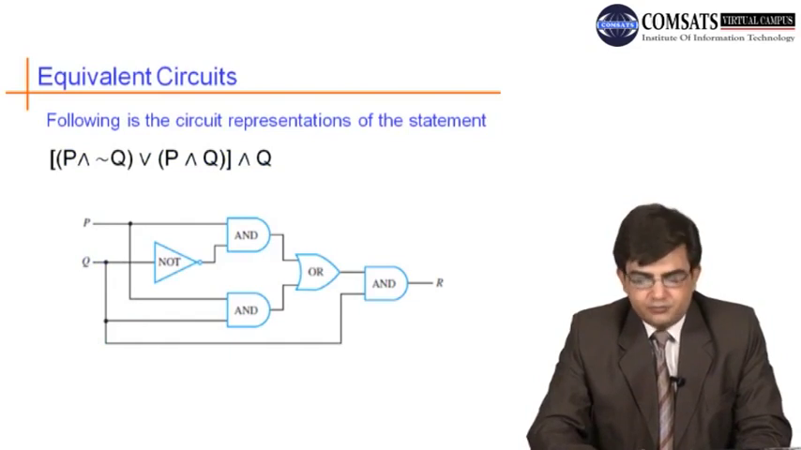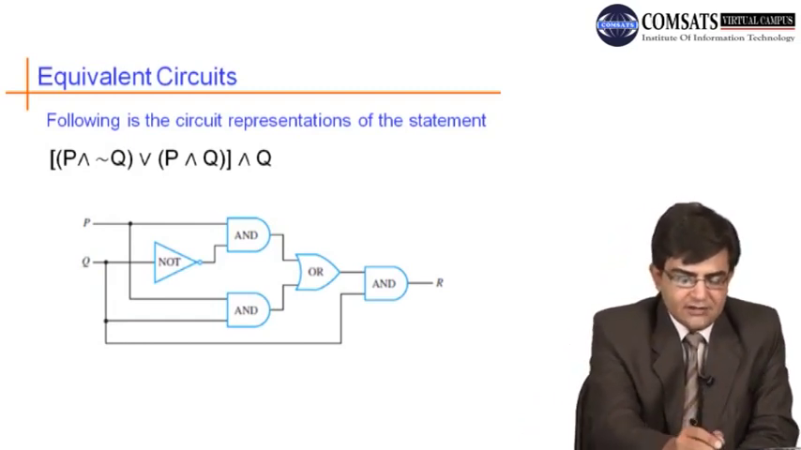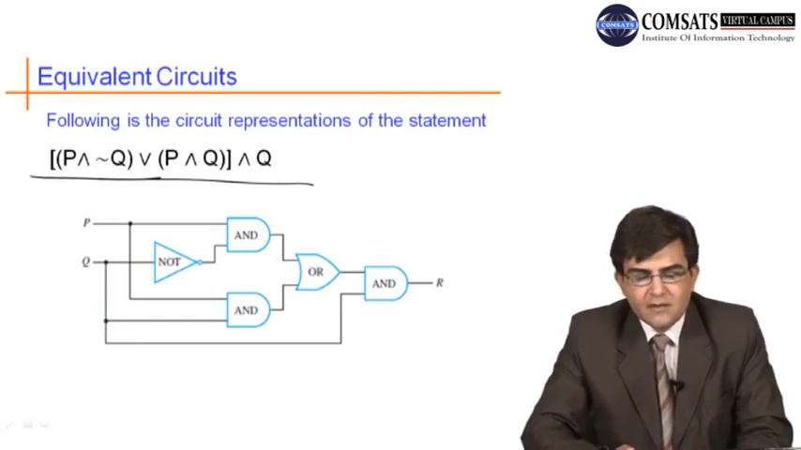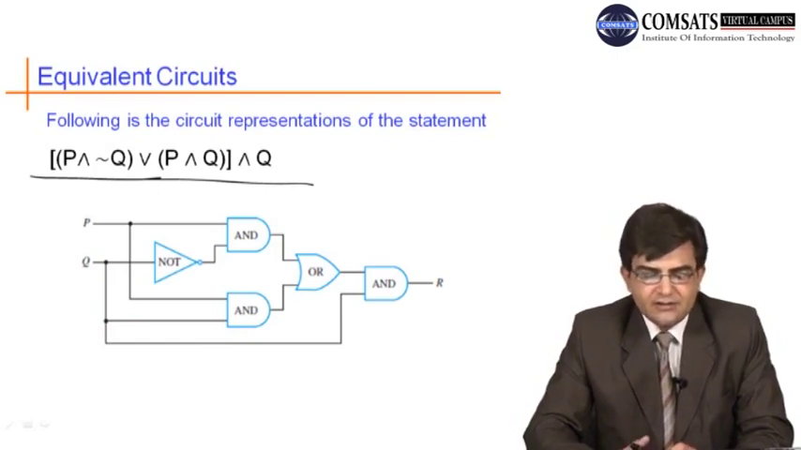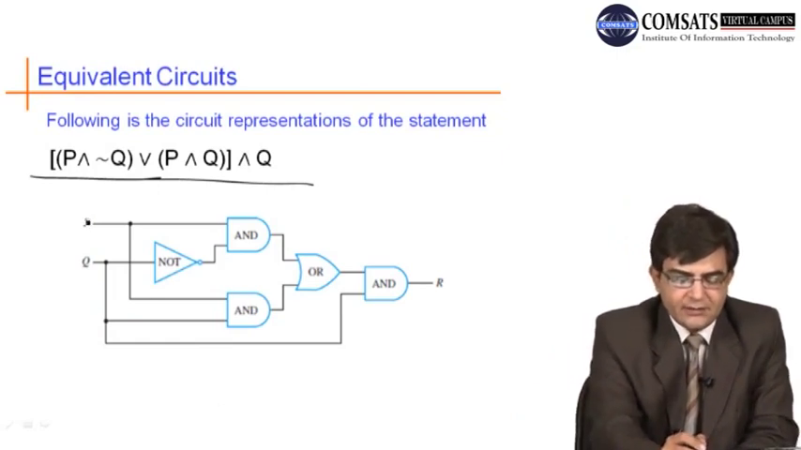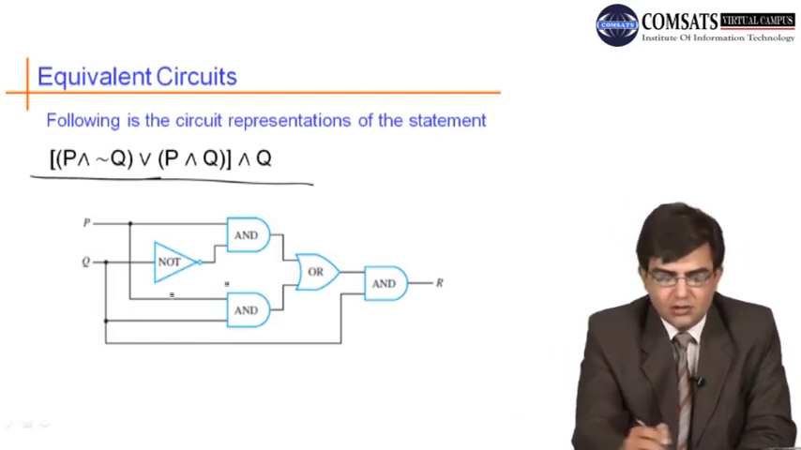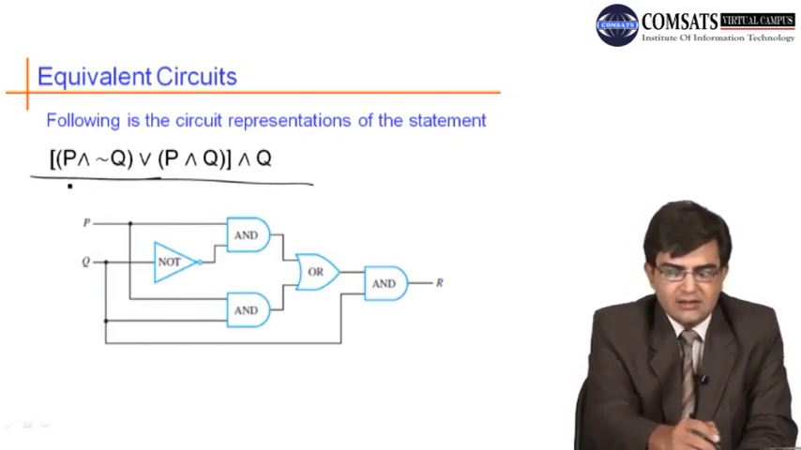So how do we reduce a circuit or find two equivalent circuits? For example, suppose we are given a Boolean expression: (P and not Q, or P and Q) and Q. We can easily construct a truth table and the corresponding circuit. How to construct the circuit, we discussed in the previous lecture. We write P and Q, and then we draw the circuit by looking at this Boolean expression.